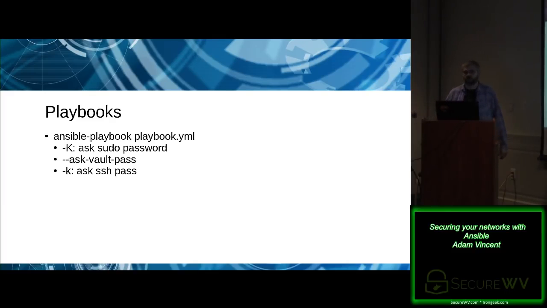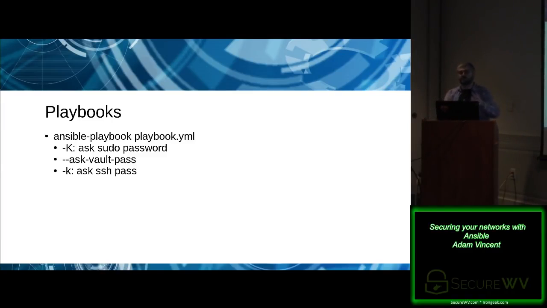Like I said, the -k will ask you for the SSH password. The -u will ask you for which user you want to use for the play. Vault pass, which we'll come to in just a minute here. And the -K will ask you for the sudo password for the user you're logging in as. There are a bunch of ways to put sudo passwords in, because everyone's using passwords on sudo, right?